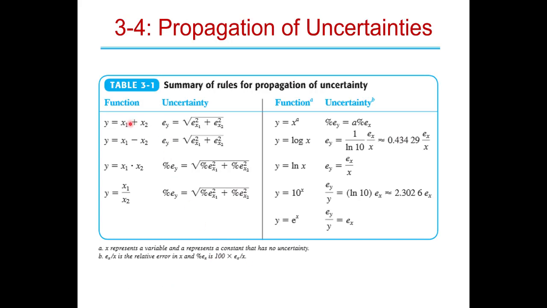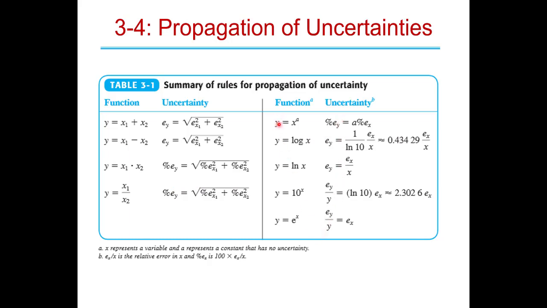So here are those rules for addition and subtraction, multiplication and division. Remember that the rule for addition and subtraction is the same formula. Same for multiplication and division, it's the same formula, except we're using percent relative uncertainties, and we're calculating a percent relative uncertainty instead of an absolute uncertainty. And here's some other functions.